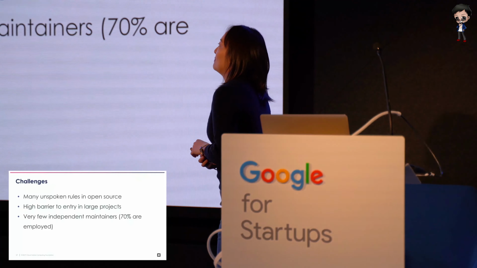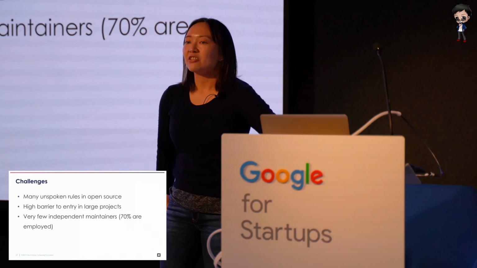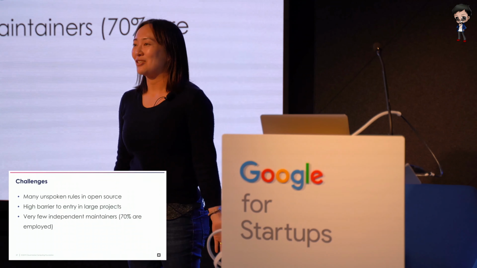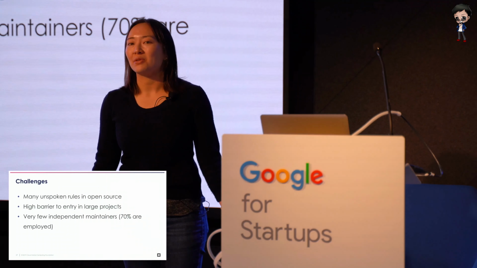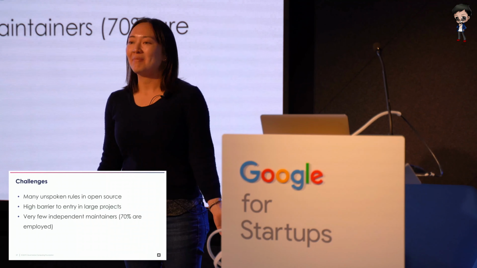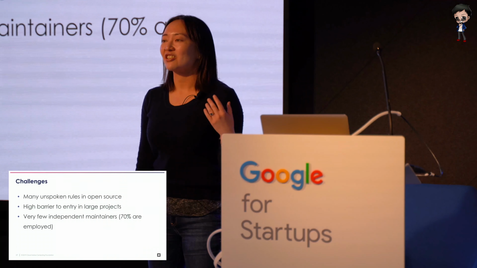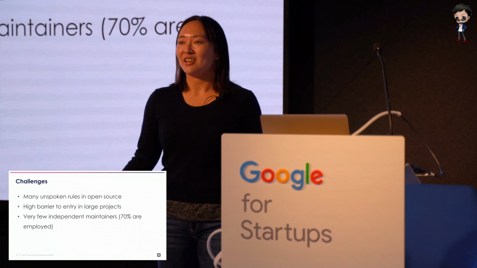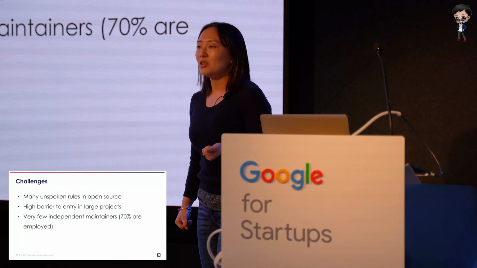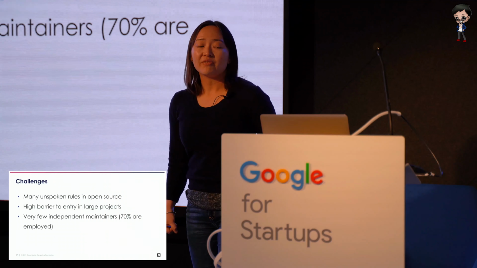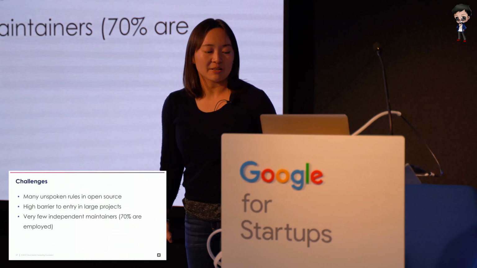So what are the challenges here? There's many unspoken rules in open source. Just the etiquette of using GitHub or getting into a public mailing list is not obvious. There's a really high barrier to entry for established projects. So if you wanted to start writing something for the Linux kernel, where do you start? It's huge, right? It's been around for a while. Very few of these maintainers are actually independent. 70% of them are employed by companies.